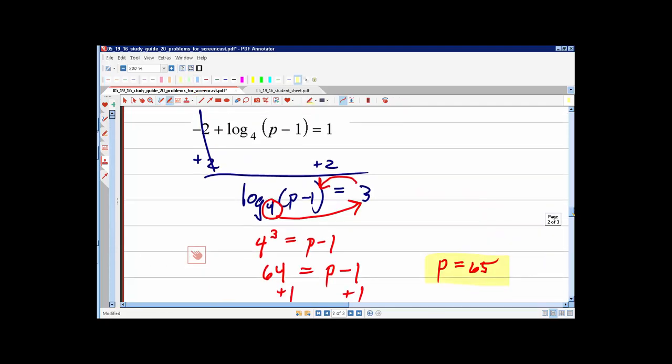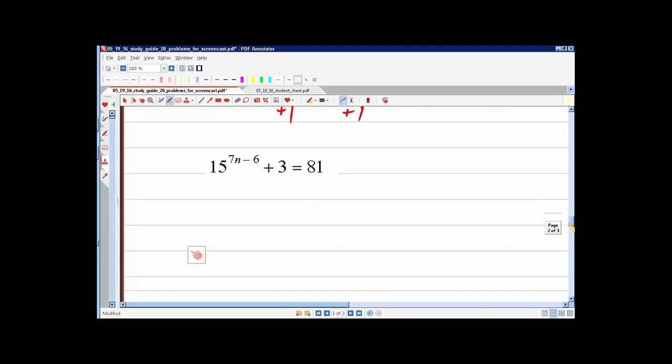The key step, once again, well, first of all, you'll recognize these equations because you'll have a single log and then you'll have some constants. And what you want to do, move the constant over to the right side, get the log by itself, then rewrite the equation in exponential form and solve.